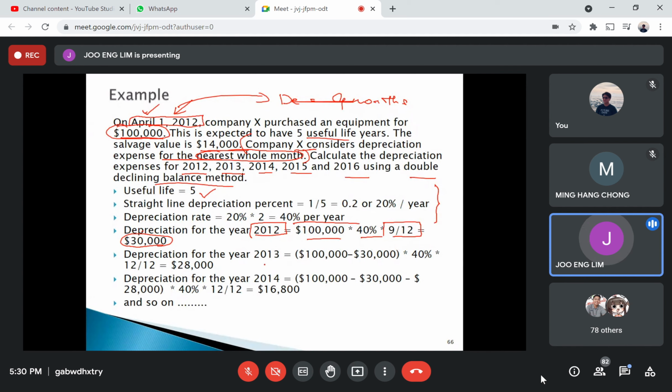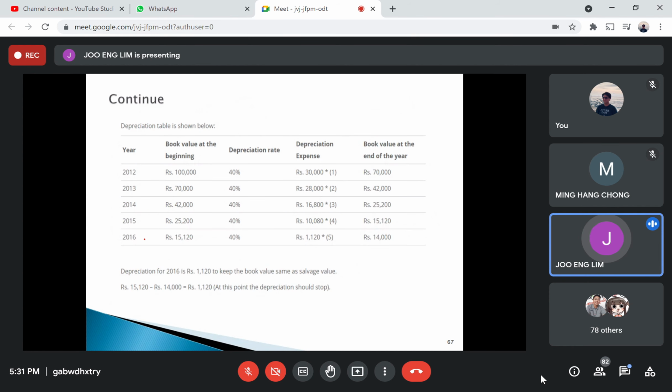So when you go on to 2013, of course, then you have to minus this, right? So this is the allowed depreciation for 2012. So you minus this, and then you can multiply 40% in full already. So you times 1. You don't have to consider it as a partial year. So it becomes like that. And then the third year, it will be like that, and it goes on and on already. So going on, and then you get the result over here.